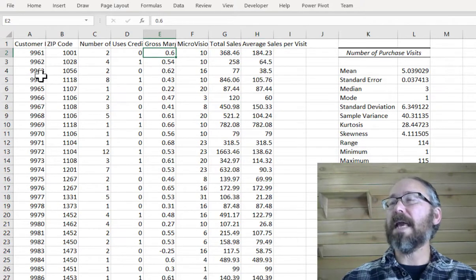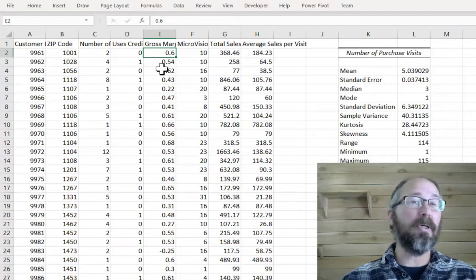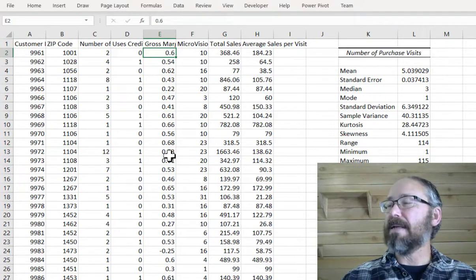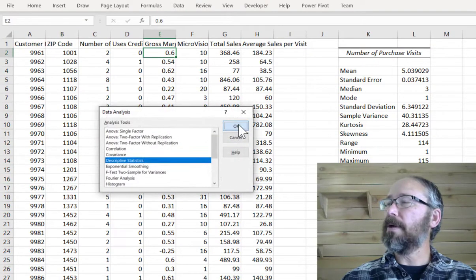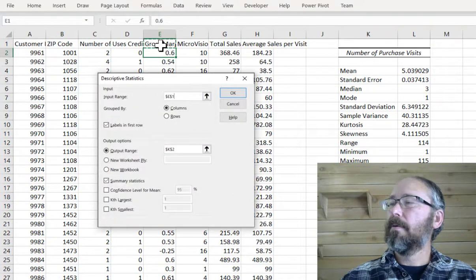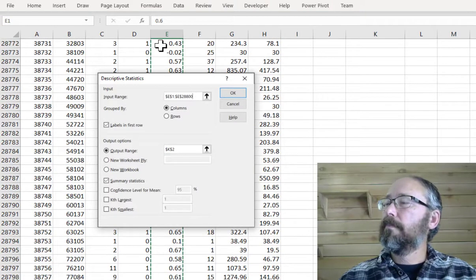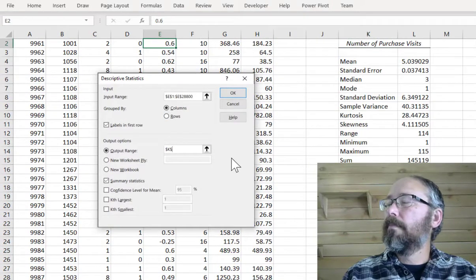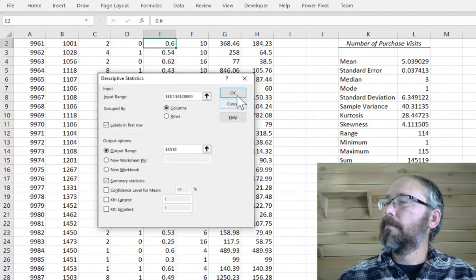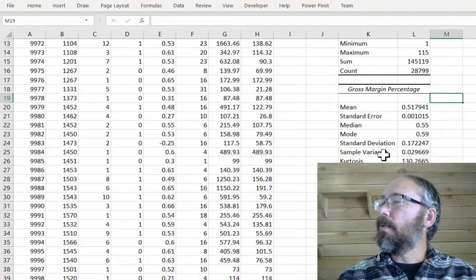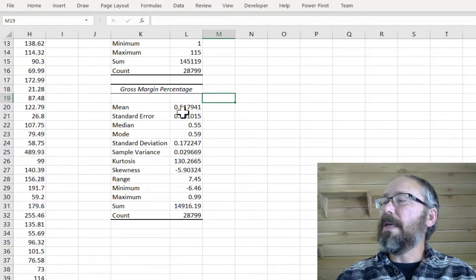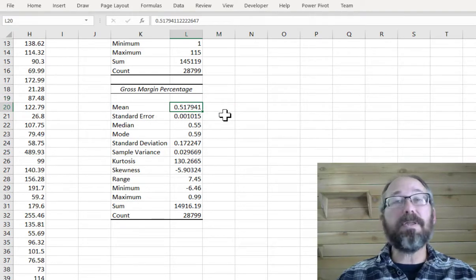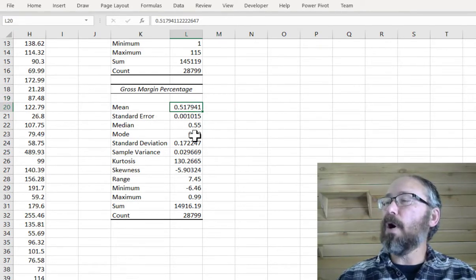Now, because the data is sorted by customer, we don't know if this 0.6 is good, if it's normal. We can scan down this, but let's just run some descriptive statistics on this and see what we learn. So what do we learn about the descriptive statistics? We learned that the mean is 0.51, so that 0.6 that we saw wasn't far off.